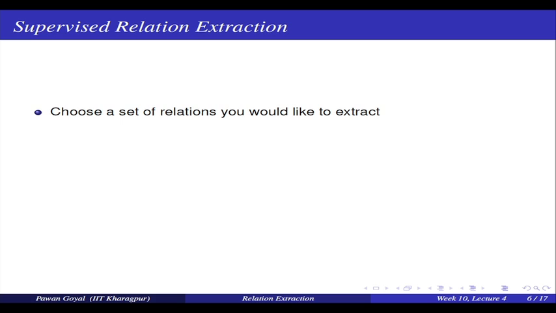So for that, we can talk about some supervised approaches for relation extraction. So what is the idea? First you will define what kind of relations you want to extract. Relations can be many. For example, I want to extract family relations, like parent of, wife of, husband of, and so on. You can extract some organization relations, like employee of and subsidiary of, and so on. So we'll define a set of relations.